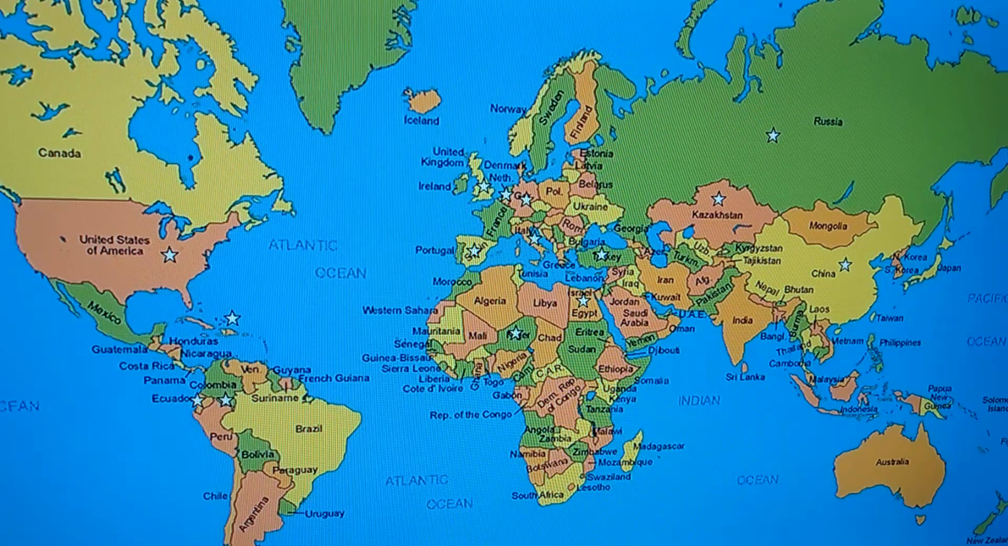And if you're curious, sometime you may have heard of North Korea and South Korea before. North Korea and South Korea are right here. Kind of these two little, north is on top and south is on bottom, kind of these two countries that are hanging off China right here.